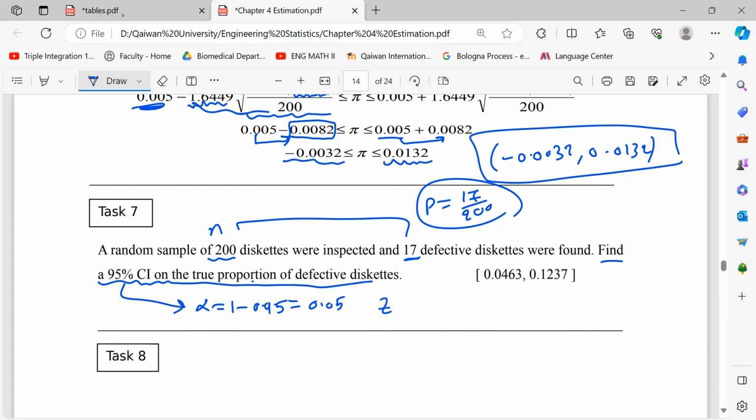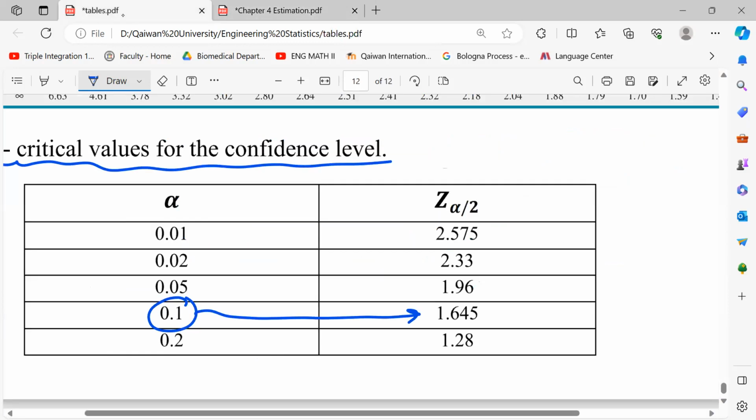We need to find Z of 0.05 over 2. 0.05 over 2 equals 0.025. So Z of 0.025 is what? Here, we look for this one in the table. This is alpha. Alpha is 0.05. As you see in the table, we have no 0.025. It's alpha over 2. But we say if alpha is 0.05, Z of alpha over 2 is 1.96.